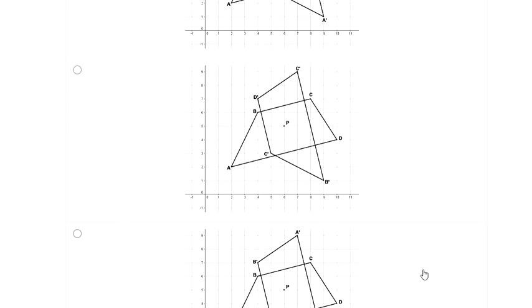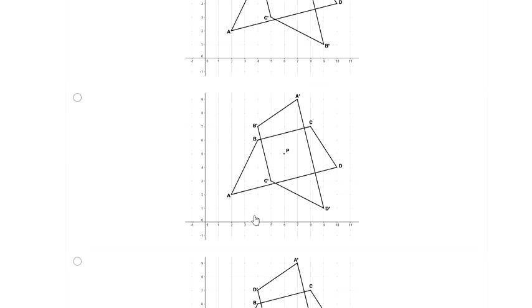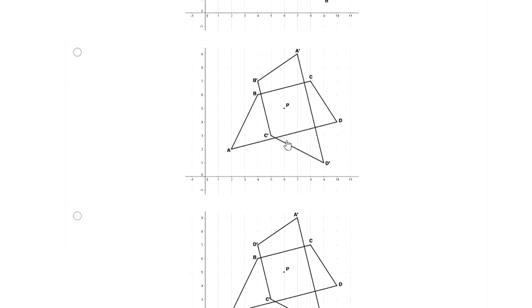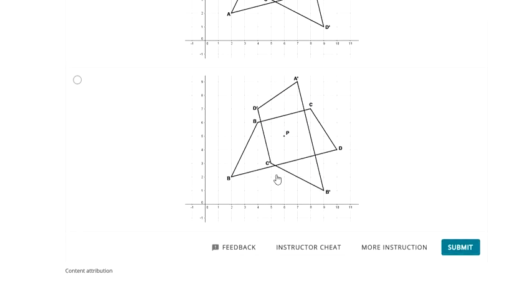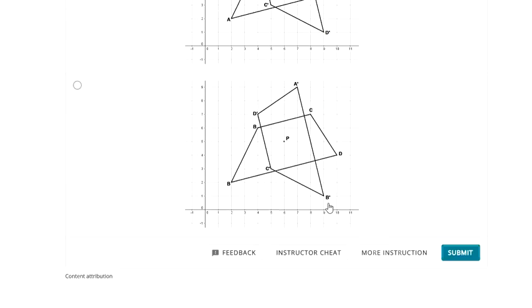9, 1 they said is B. 9, 1 is supposed to be A. So that's out. 9, 1 is D. That's out. 9, 1 is supposed to be A. 9, 1. Oh, so by process of elimination, this is the only one where A is at 9, 1.